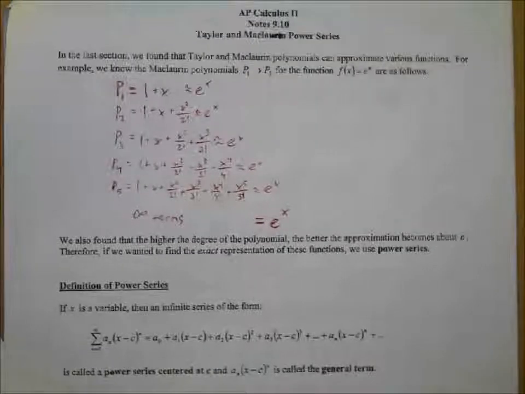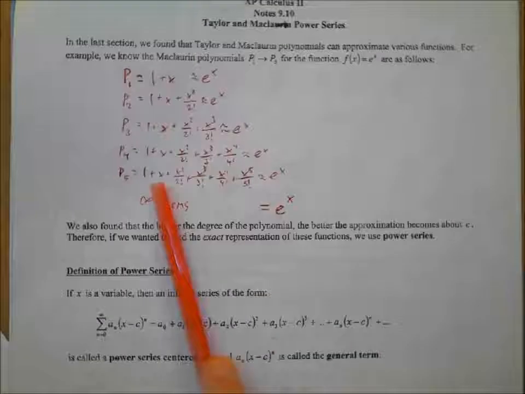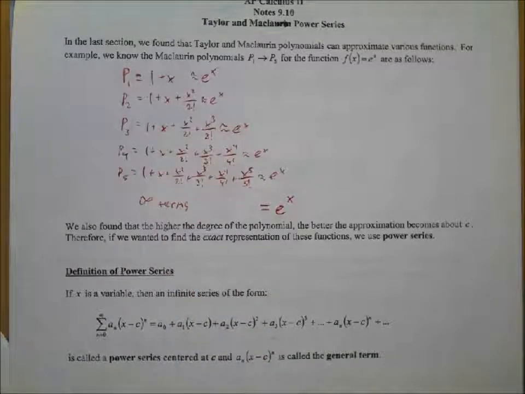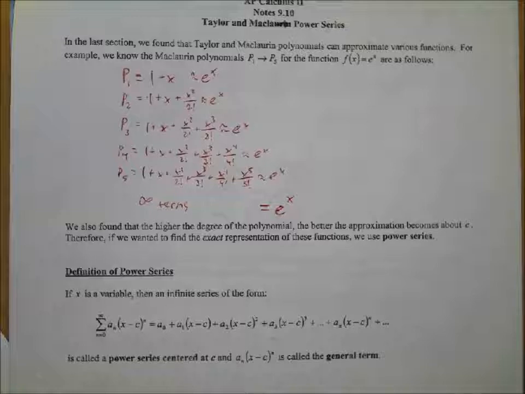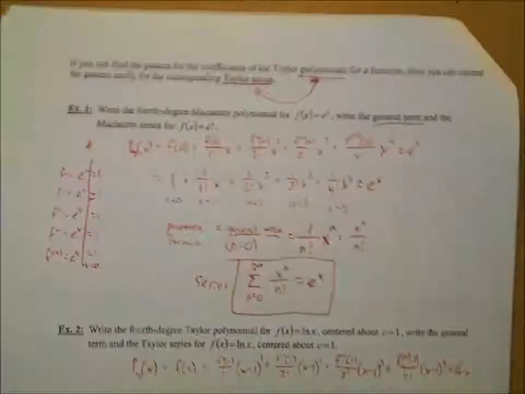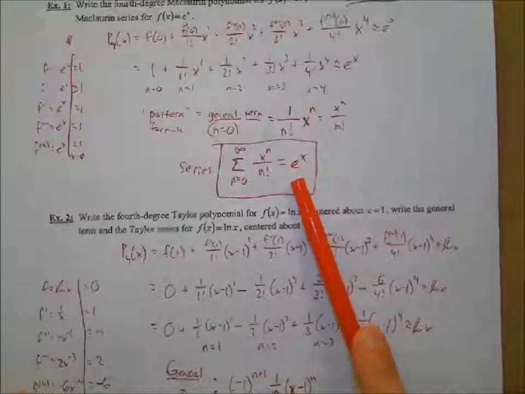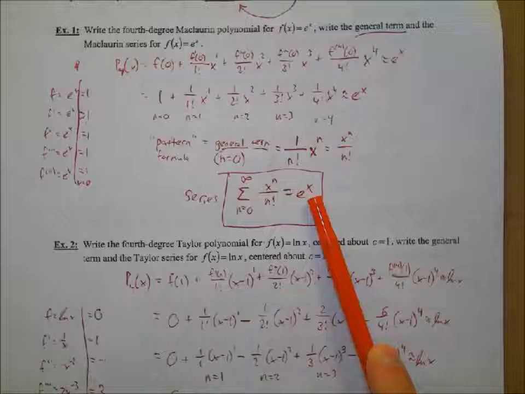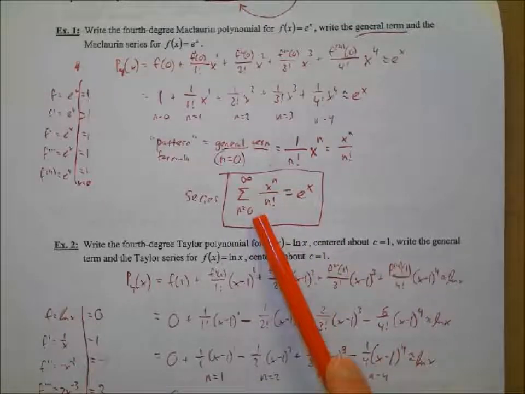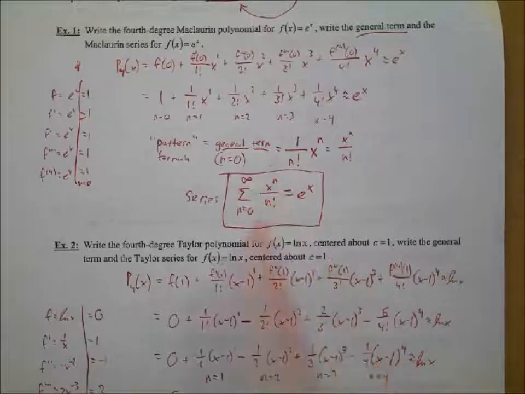Then we got into power series. At this point we'd only been doing finite approximations, so we asked, what if we carry this to infinity? What are we going to see? If we carry it out to infinity, we get the exact function representation in a series format. For example, e to the x is precisely the sum from 0 to infinity of x to the n over n factorial.